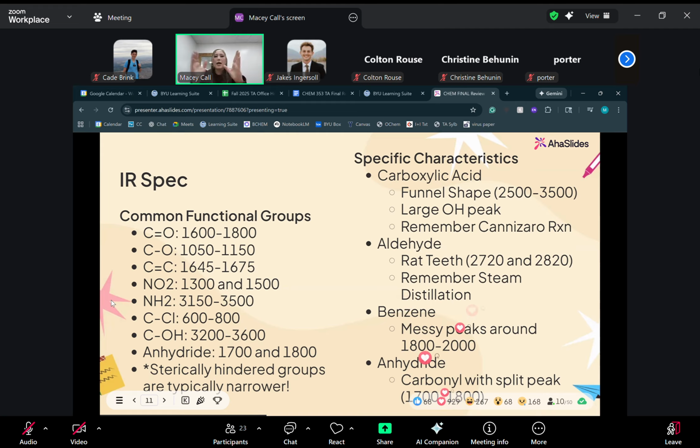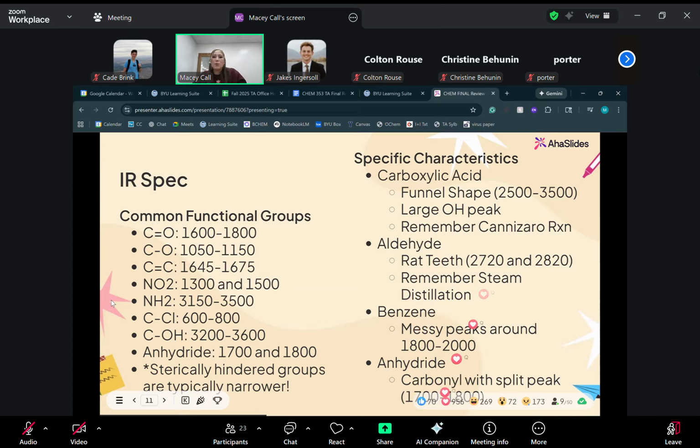Benzene is going to be like that aromatic region that we saw in a ton of the labs. It's going to be a lot of little spiky peaks towards the middle of my IR spec. And then anhydride is a functional group, so it's like two ketones with an O in the middle. That confused a couple people. So if you don't know what an anhydride is, Google it. It's good to know what that is. And it's going to have a split peak at the carbonyl, so the carbonyl will look like it has 2 points.